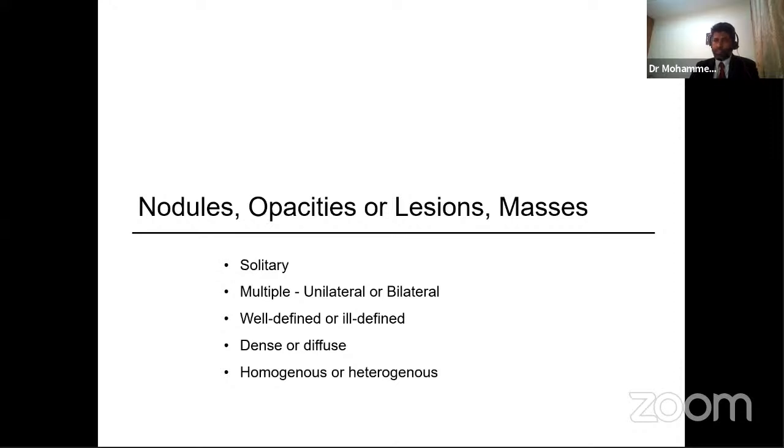Now, moving on to the next theme here, we've got nodules, opacities, lesions, masses. These are just the descriptive terms that we are using when we are trying to convey the message based on what we are seeing on the chest X-ray. Either it could be solitary, multiple, well-defined, ill-defined. You can basically go on to describe it in the best possible way that you can.